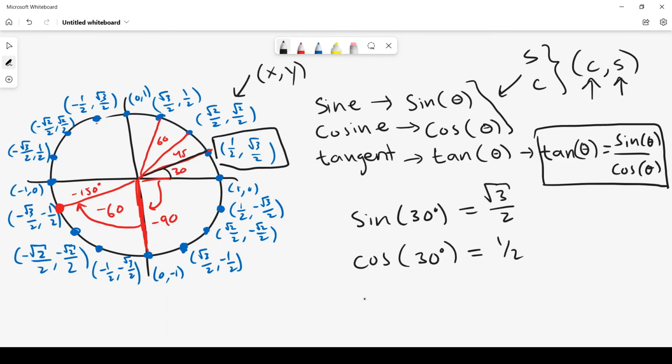So something like sine of negative 90 degrees. What do you think that's going to be? Negative 90 is right here. This point right here, which is described by this pair, and sine comes after cosine, and so we get the y value. This is -1.